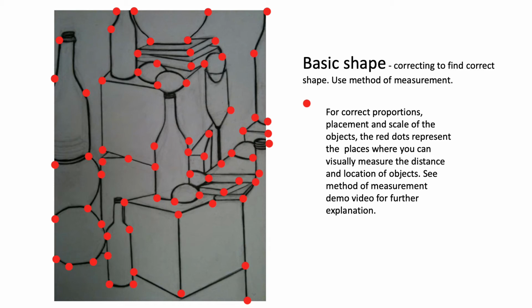But in order to get the correct proportions, placement, and scale of an object, there's a thing called method of measurement. And by putting a group of objects together like this and really pushing for accuracy and observation and looking, you start to look at the relationship of one object to the next.